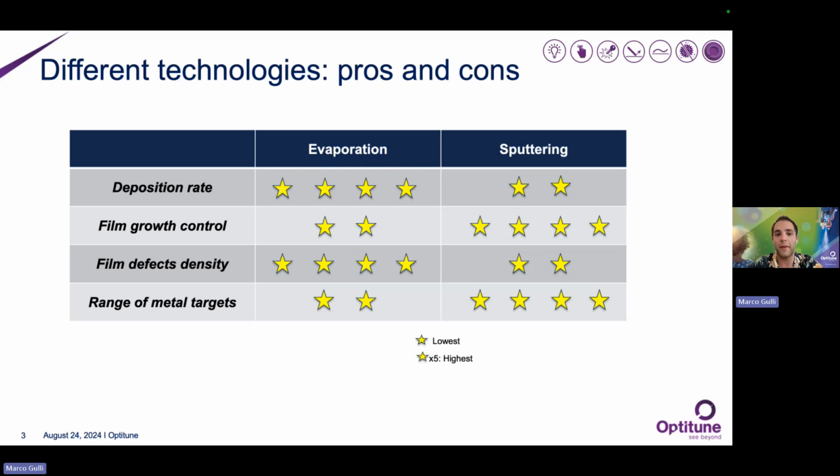On the other hand, sputtering may be lower in terms of productive times, lead times. As a matter of fact, the deposition rate here is generally slower, but this comes with other advantages, like, for example, a better film growth, and also a much lower film defects density. And the range of metals that can be used here is actually broader than the case of evaporation itself.